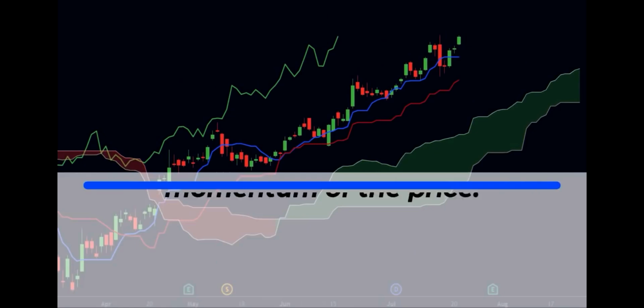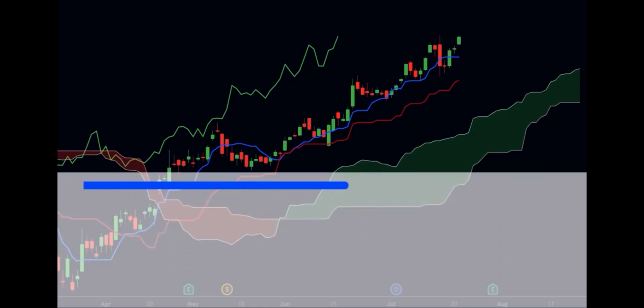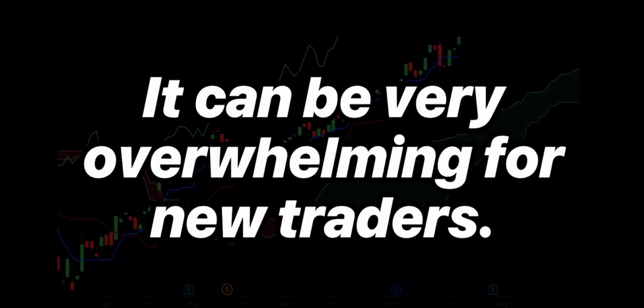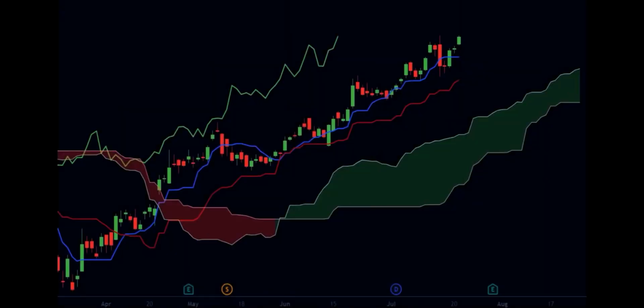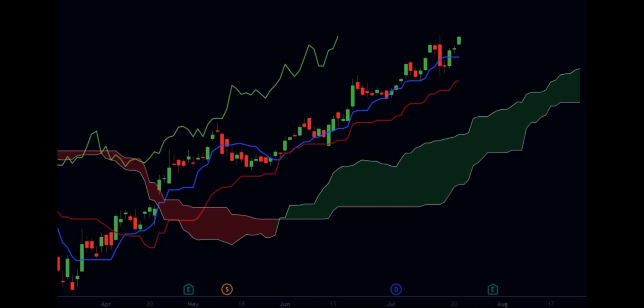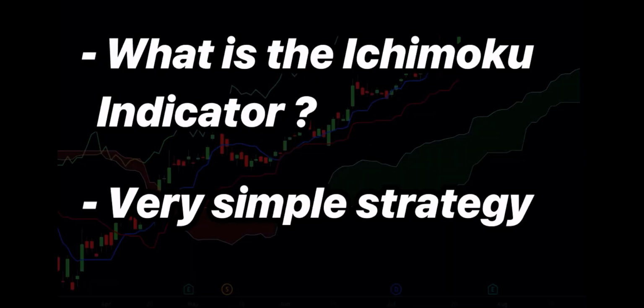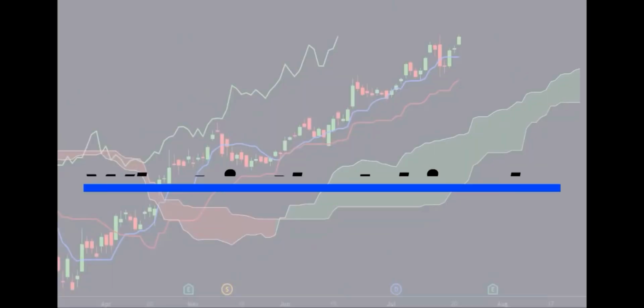The Ichimoku Cloud indicator is a very powerful tool that can help us in understanding the trends and momentum of the price. The problem is that it can be very overwhelming for new traders. But the truth is that if we can understand this indicator, we can reap massive rewards. So in this video, I will go over what is the Ichimoku indicator, and I will also share a very simple strategy using it. So first, what is the Ichimoku Cloud indicator?